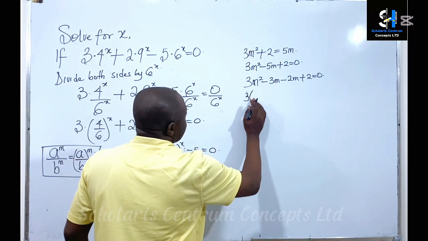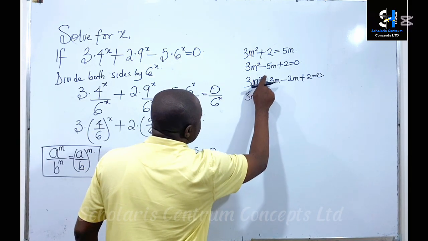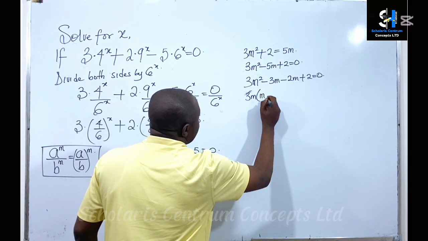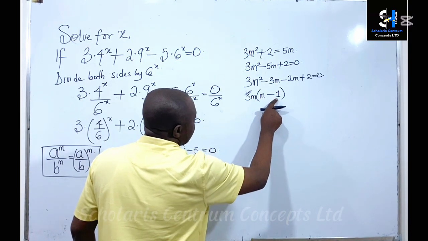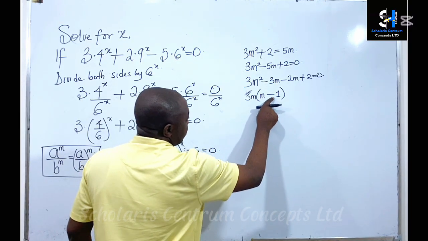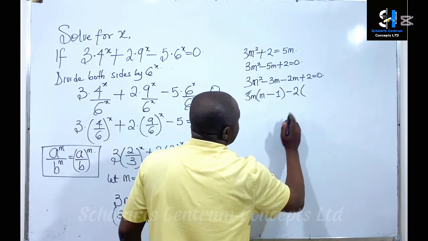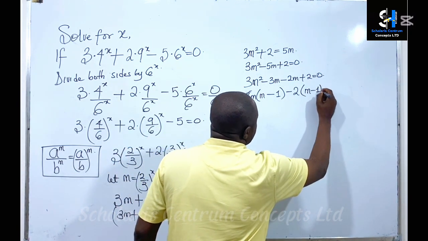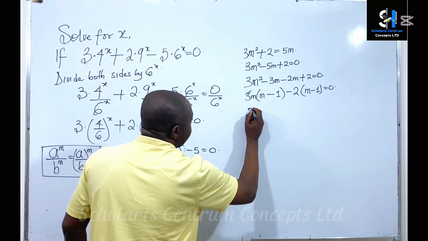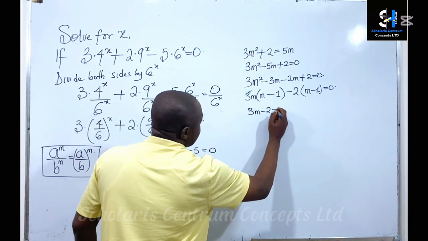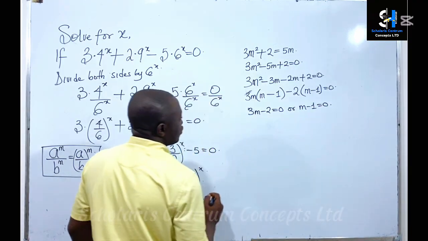So we then factorize this. 3m squared divided by 3 will be m. Then minus 3m divided by 3 will be minus 1. Then minus, in this case, 2 is a common factor, and this will be m minus 1 equals 0. So here we have 3m minus 2 equals 0, or m minus 1 equals 0.